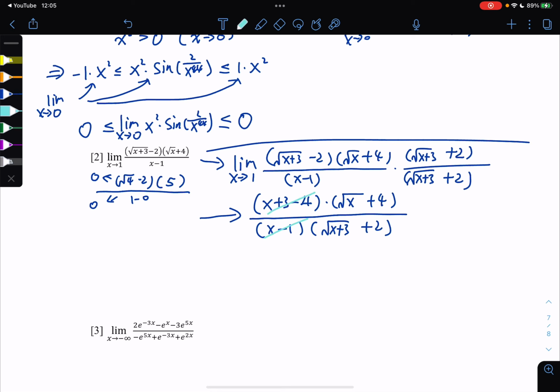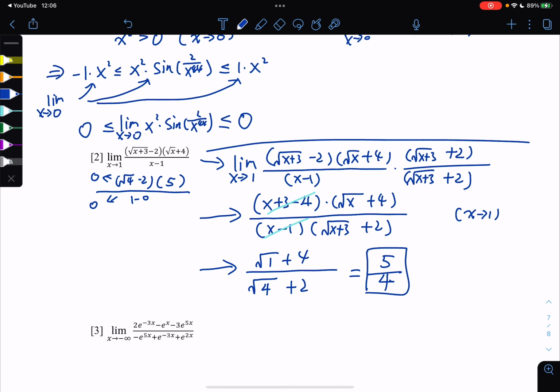It's x minus 1, x minus 1, so they cancel out. And I know I'm sending x to 1, therefore I'm going to plug them in. So it's root 1 plus 4, root 1 plus 3, so it's root 4 plus 2. It is 5 on the top, it's 4 on the bottom, so this is what I get as my final answer.